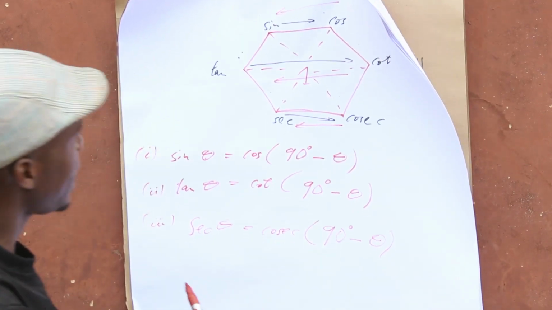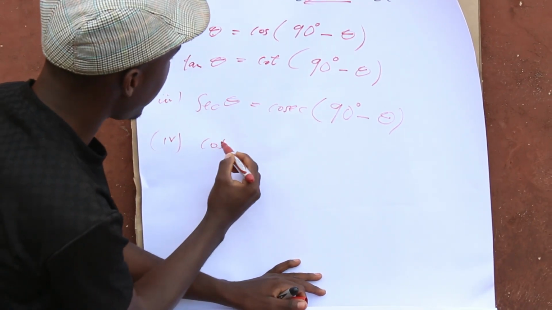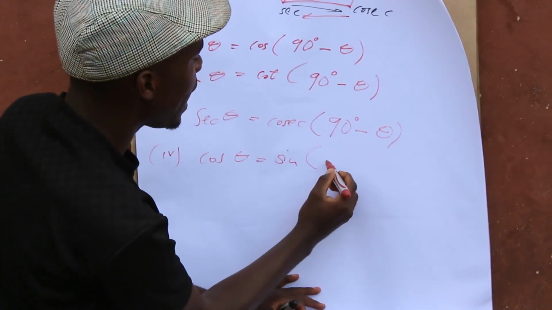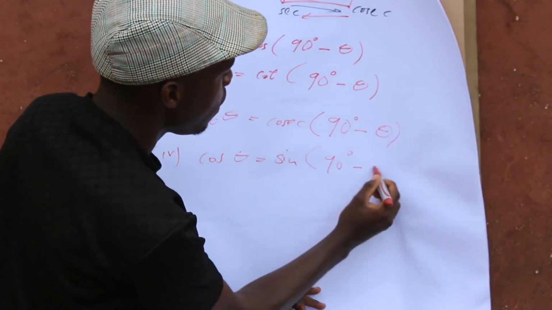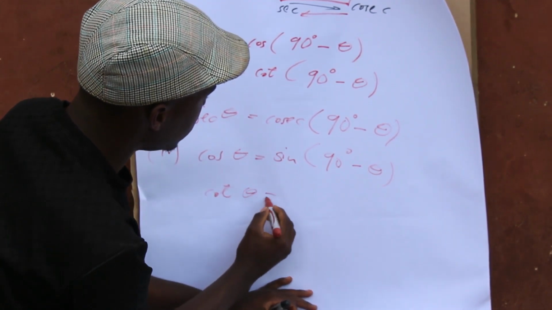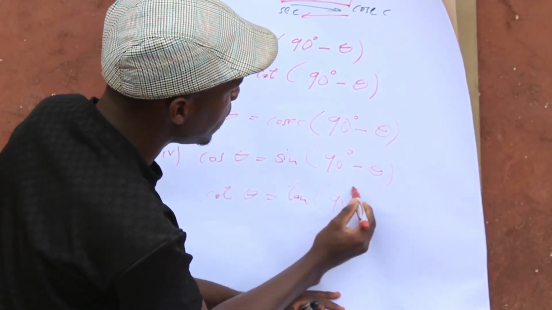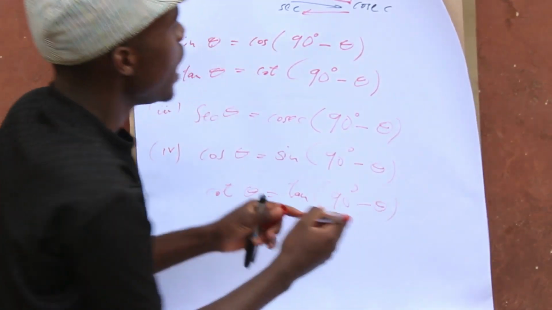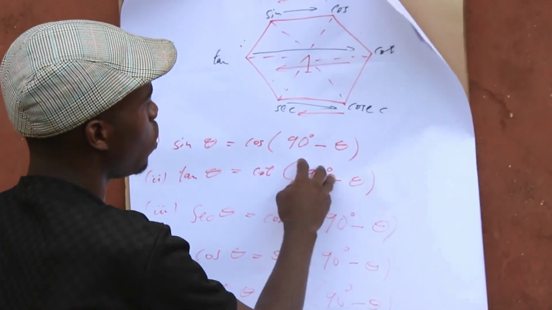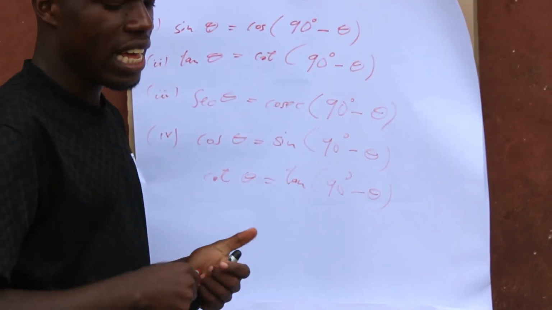Well, the co-function of complementary angles is the same. As you know, mathematics does not lie. So here, just write cos theta equals sine of (90 degrees minus theta). If it was for cot, you just write cot theta equals tan of (90 degrees minus theta). If it was for cosec, you just write cosec theta equals sec of (90 degrees minus theta).